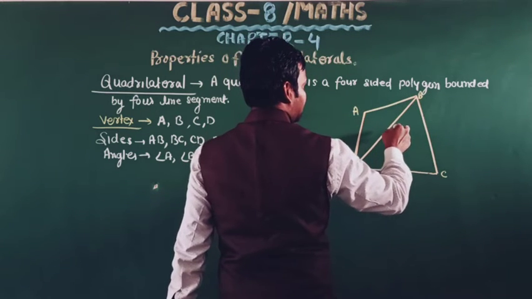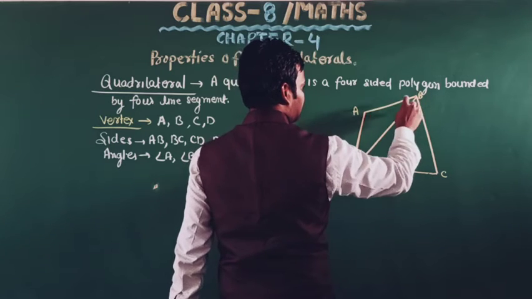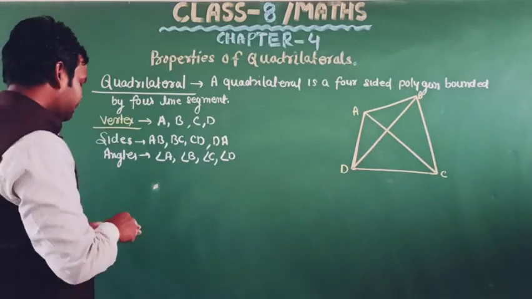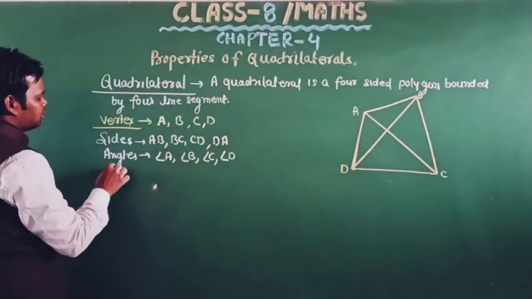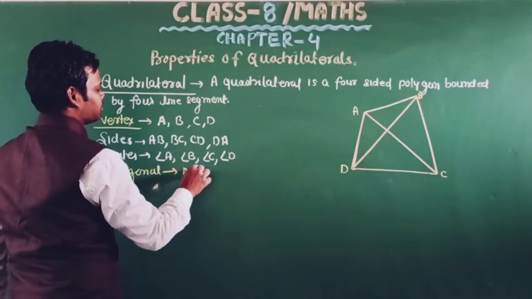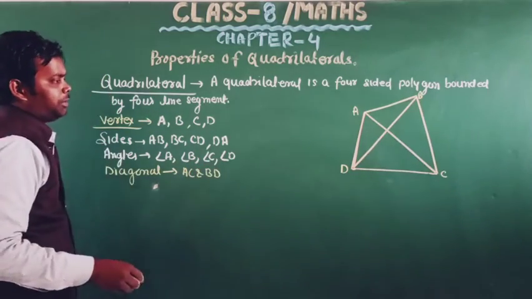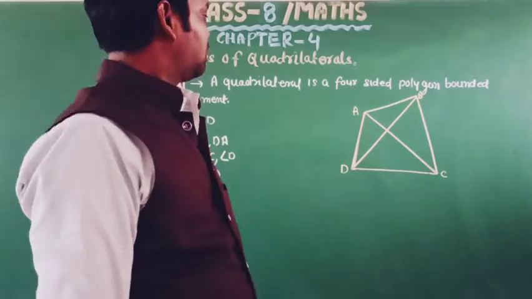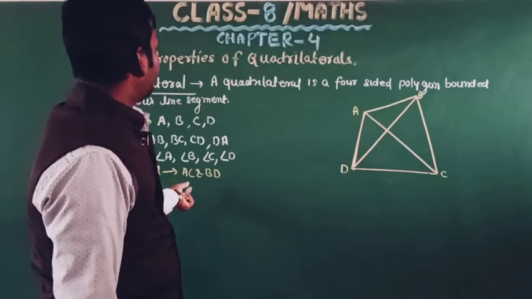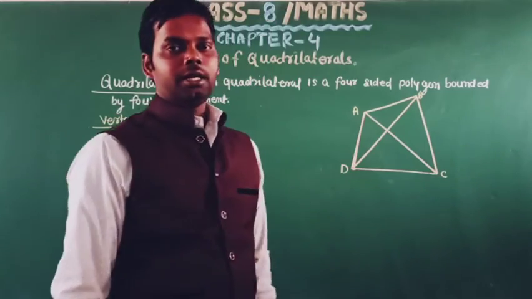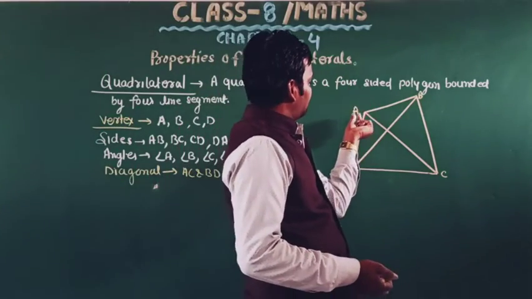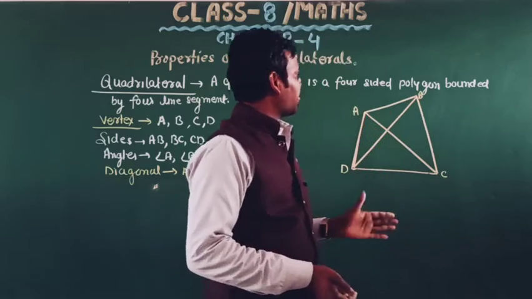Here a line segment is joined from vertex B to D and A to C. So AC and BD are called diagonals. AC and BD are the diagonals of the quadrilateral. Here we have also a quadrilateral.